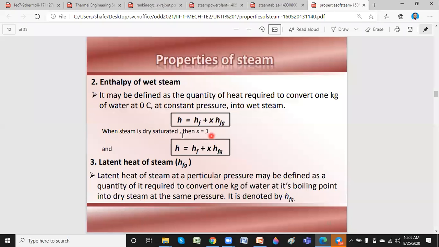Just see what I mentioned. If X equal to 1, what will happen? It's nothing but H equal to Hg, because HF plus HFG with X equal to 1. HF is liquid plus latent heat. Both joined together, I get at the vapor line the saturation enthalpy, that is Hg. So whenever X equal to 1, it is a dry condition. X less than 1, it is wet. This is how I can find the enthalpy of wet steam.